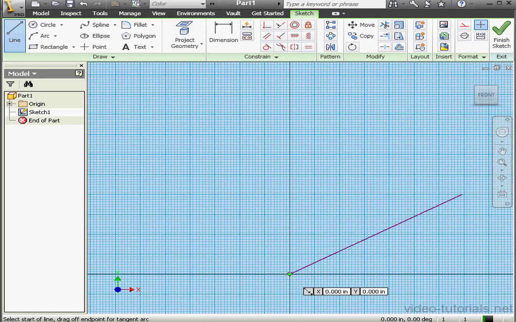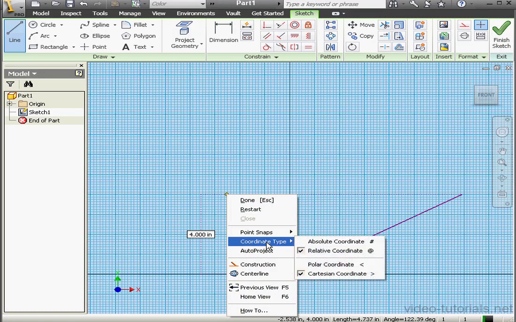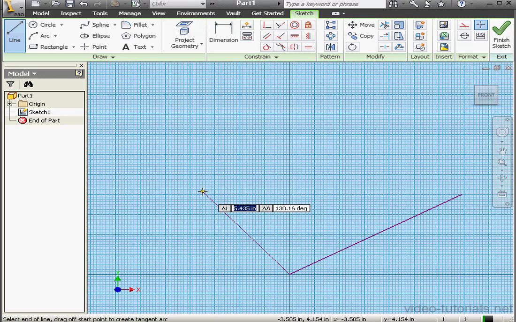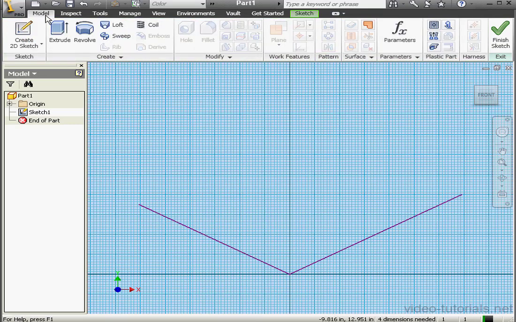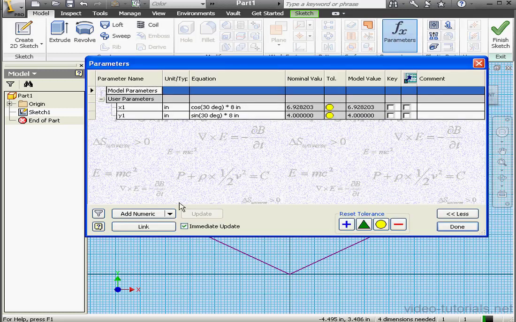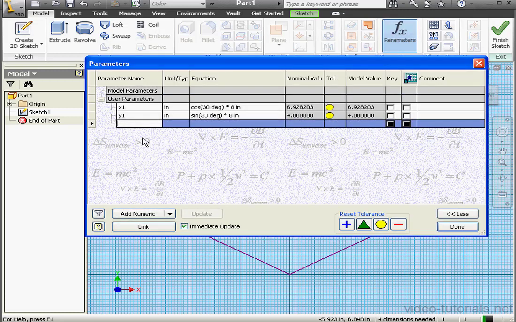First, let's switch to polar coordinates. Right-click, Coordinate Type, Polar Coordinate, and let's enter values of 7 units, tab to register, 150 degrees, tab to register, and press Enter. Right-click and Done. Let's go to the Model tab now. Click on Parameters. Add numeric. We'll call it x2. The cosine of 150 multiplied by 7. Click outside of the field to register. So our x-coordinate is approximately 6 in the negative direction.